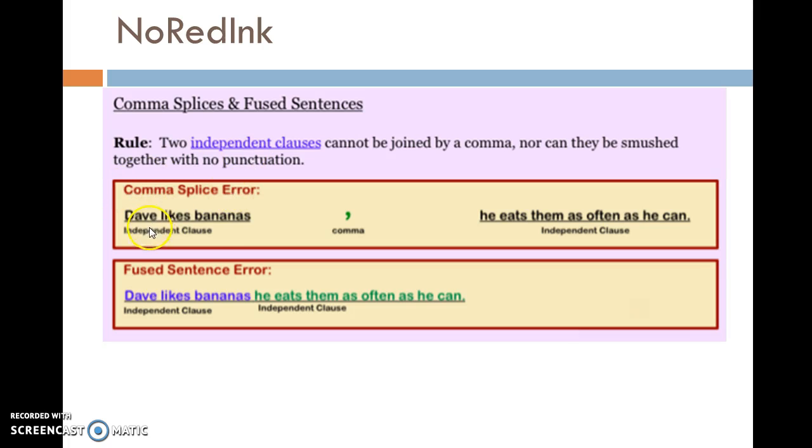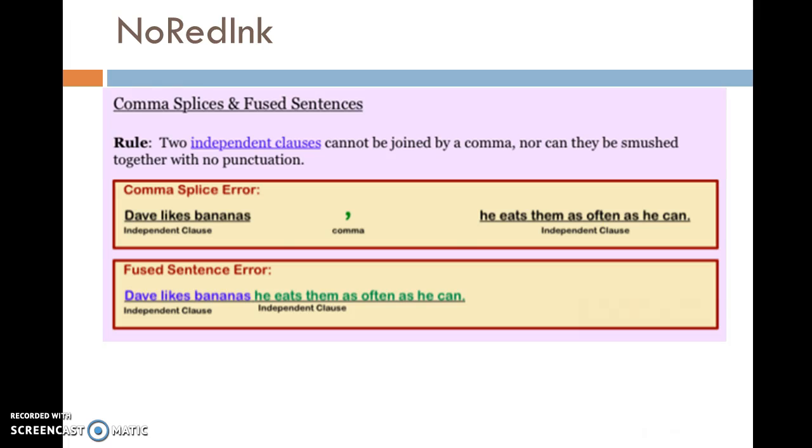Comma splice error. Dave likes bananas, comma. He eats them as often as he can. Notice these are both complete thoughts. They're independent clauses. We can't just put them together with a comma. Nor can we just put them together with nothing. This is a fused sentence. Dave likes bananas. He eats them as often as he can. No, we need to correct that in some way, shape, or form.